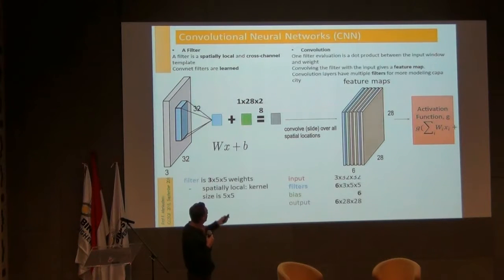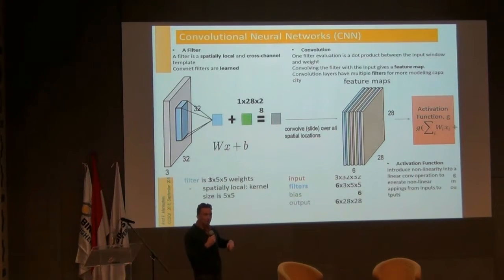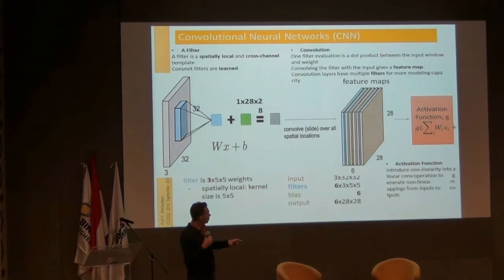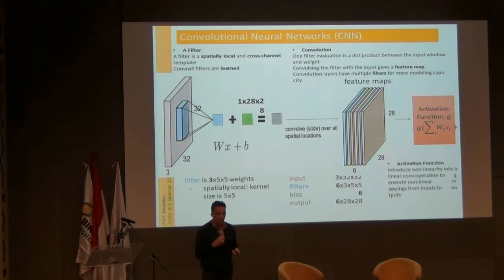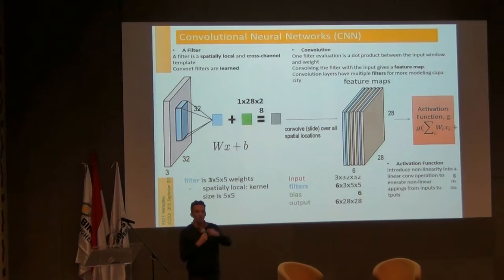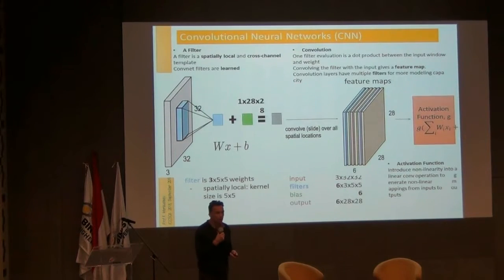So you do the convolution, and of course you have to generate some non-linearities in your system. So we use an activation function which brings the non-linearity. For those who have done neural networks before, this is what you used to have with the hyperbolic tangent or the sigmoid function.